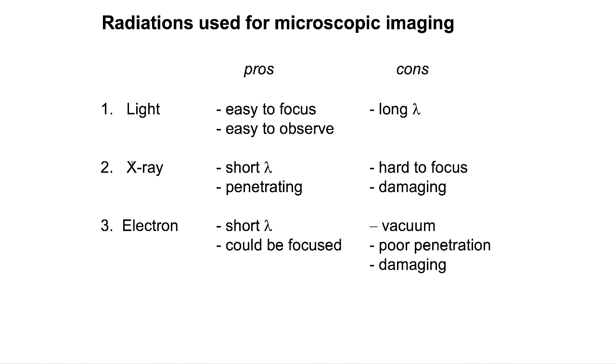X-ray is another radiation. It has a shorter wavelength, and it has a very good penetration power, so you can see the inner structure better. But the problem is X-ray cannot be focused by a curved lens, and second, X-ray energy is high enough to break the covalent bonds that constitute the cell, so it could damage the cell. So these are the cons.